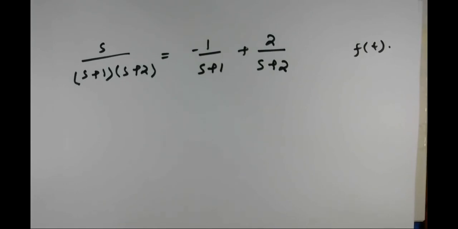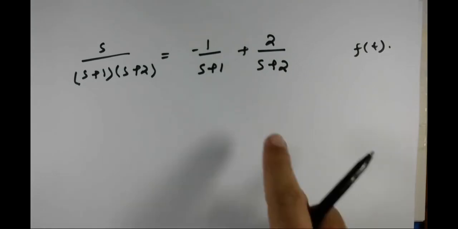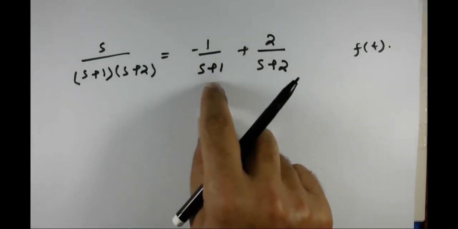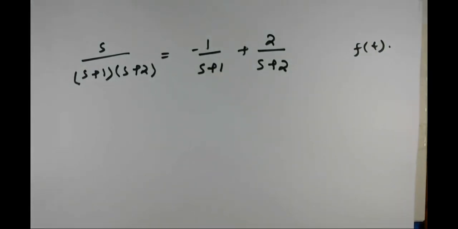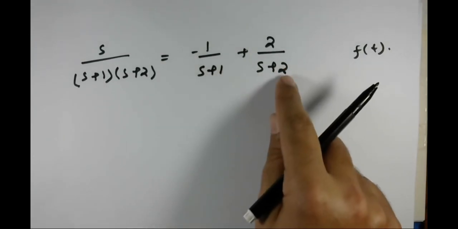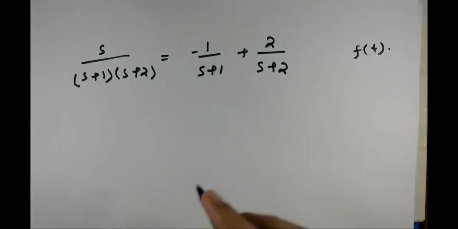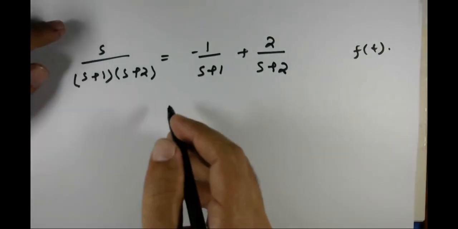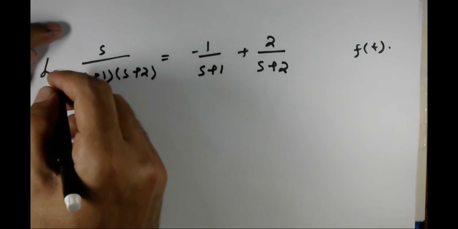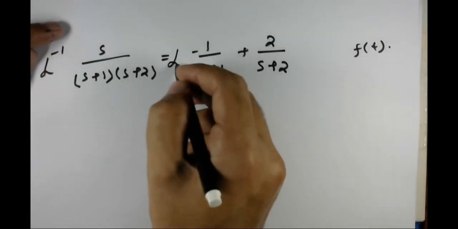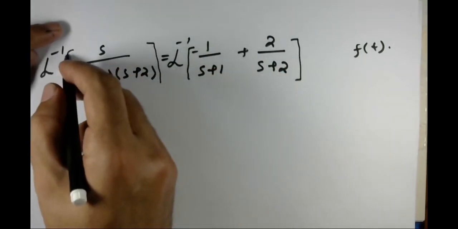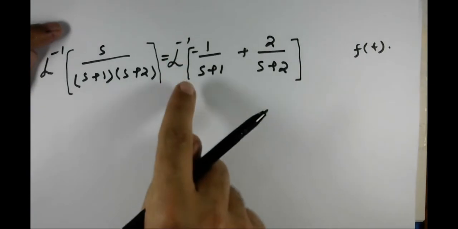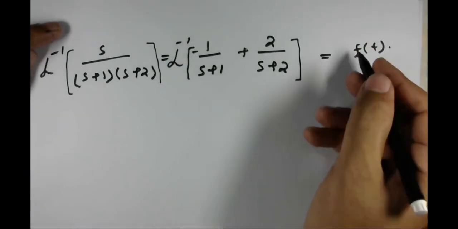Now I told you that if you do a little bit of practice, you will understand what 1 by s plus 1 is and what 2 by s plus 2 is. It means that this is the Laplace transform of some function, and this is another Laplace transform of another function. So what will f of t be? F of t will be nothing but the inverse Laplace of this thing. Before, for f of s we were taking the Laplace transform of f of t. Now we're taking the inverse Laplace of f of s, which will give you f of t.